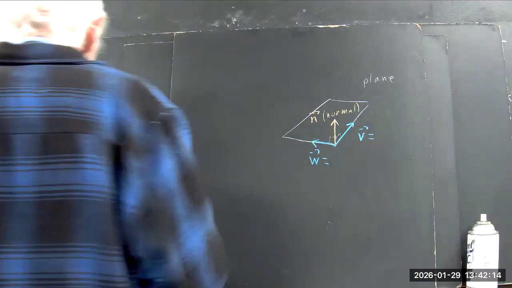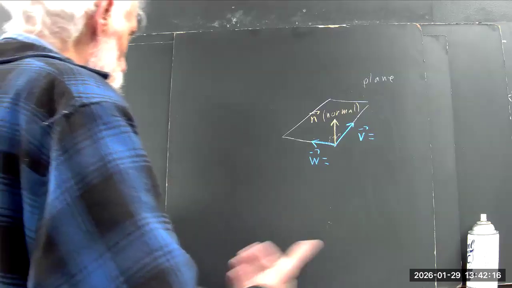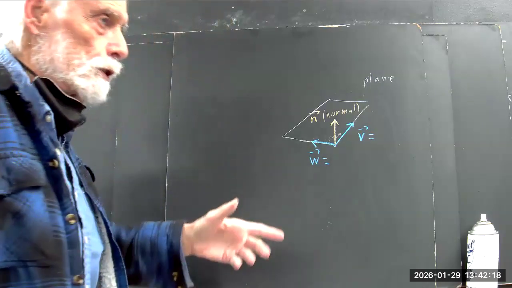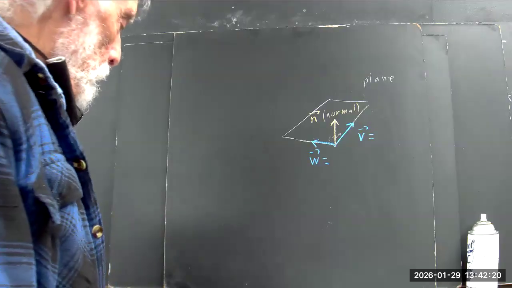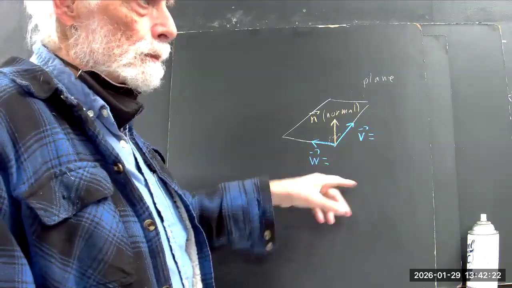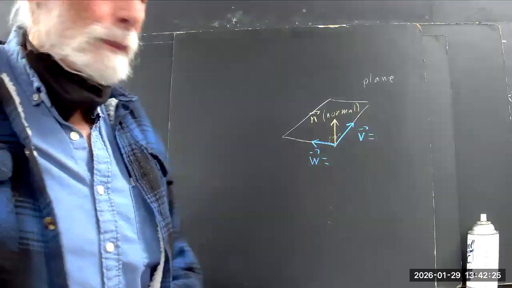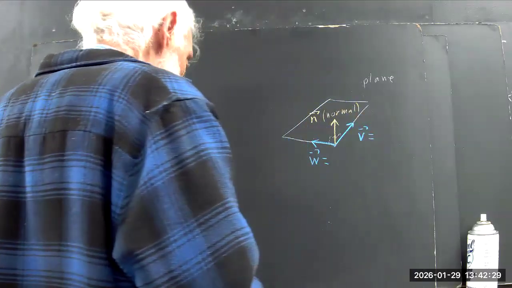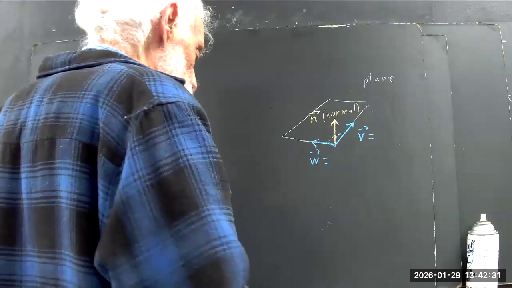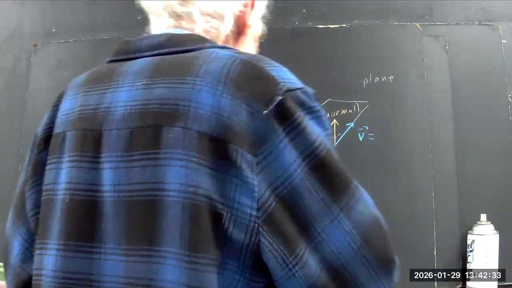Okay, so we have a tile supported on three edges, and we take some measurements and we determine that two vectors here are V and W.